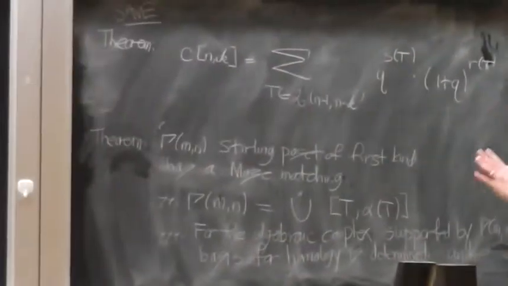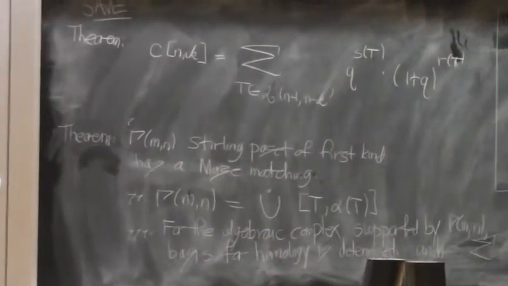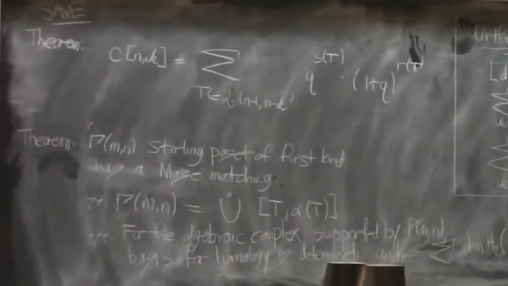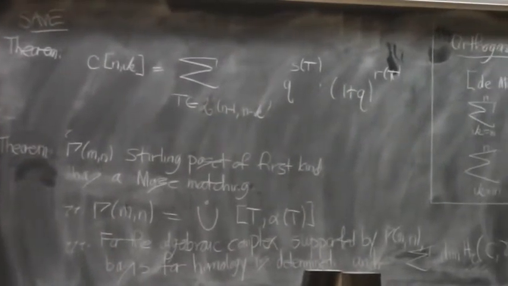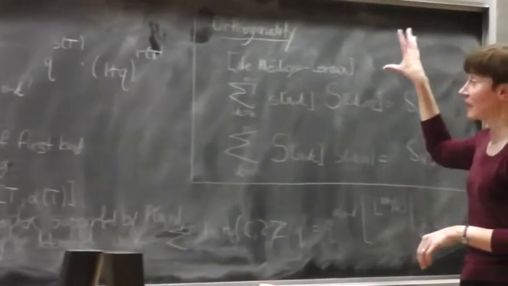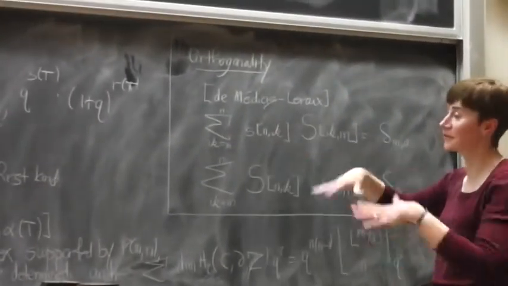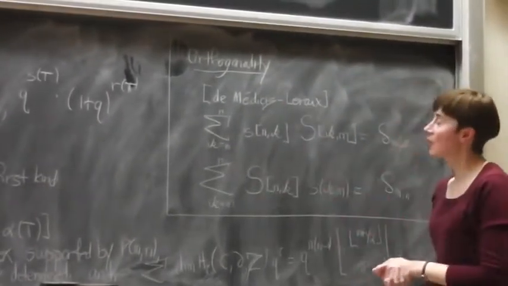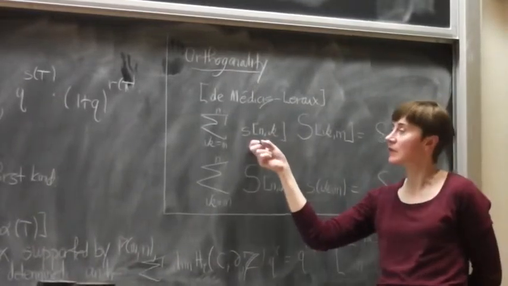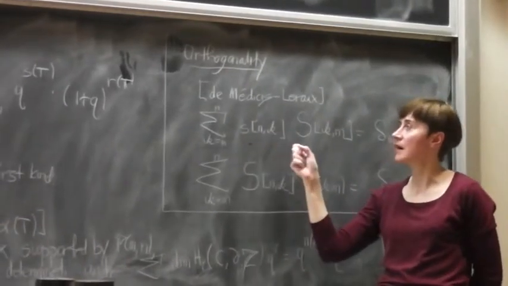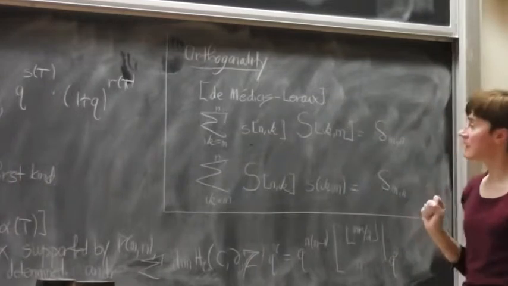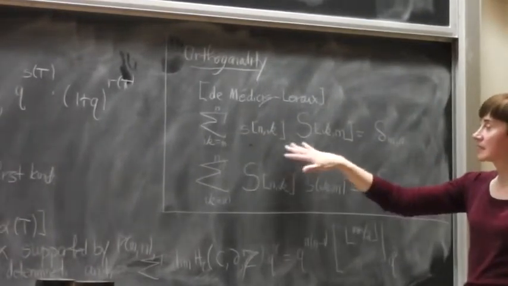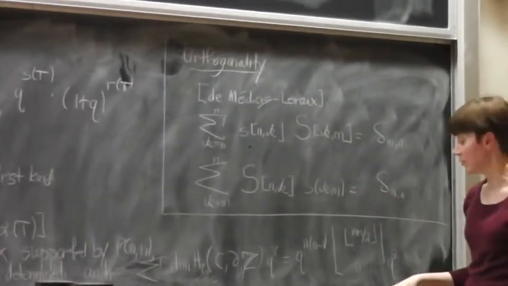Again, we have a poset in the background, the Stirling poset of the first kind. This has a Morse matching, a decomposition. We have this algebraic complex supported by a poset, and we get a basis for homology. Orthogonality, so we have all the same sort of stuff here. There's a signed version of Stirling numbers of the first kind, just stick the sign on them. A classical result of de Medici-Leroux is that these are orthogonal polynomials.